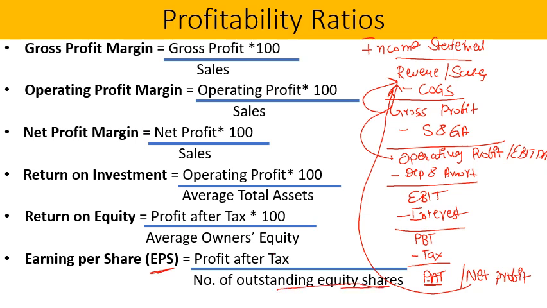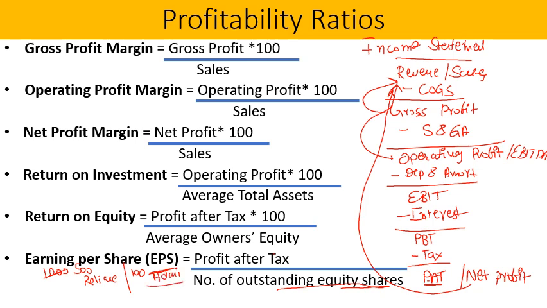Now why do we compute profitability ratios? Let's take an example. Let's suppose Reliance last year made a profit of 1000 crore. Let's take 500 crores, right? Reliance, and its competitor Adani made a profit of 100 crores.